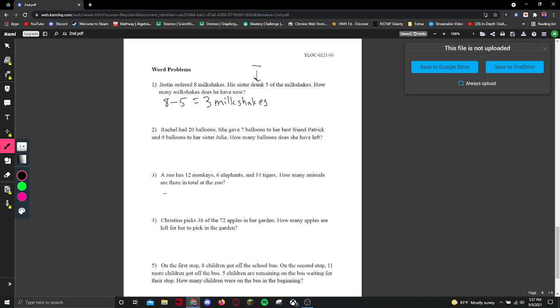We'll do another one like this. A zoo has 12 monkeys, 6 elephants, and 14 tigers. How many animals are there in total at the zoo? So they're asking for the total, which means they want you to add all of these together. So what you would do is 12 plus 6 plus 14. Now, you could break this down into something easier, where you would just do 12 plus 20, which looks much simpler to do, which is just then 32 animals.